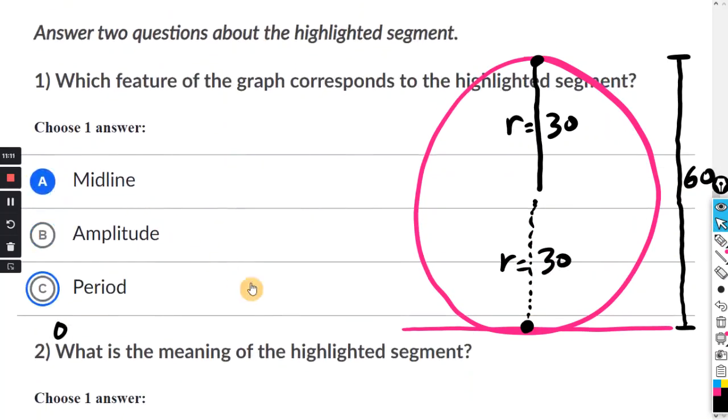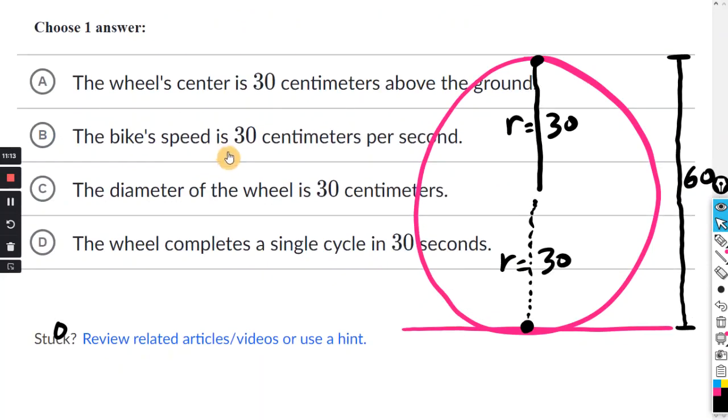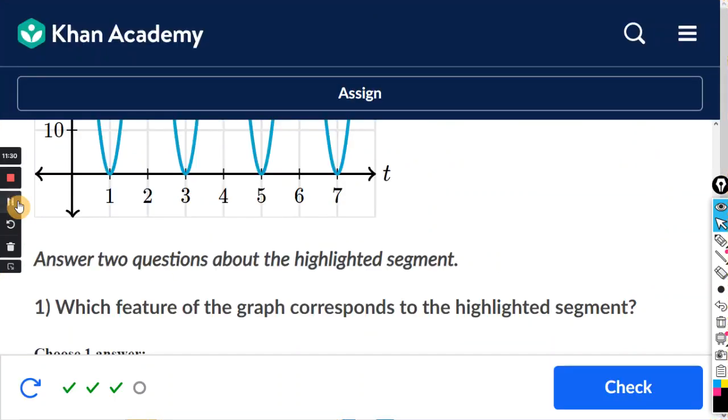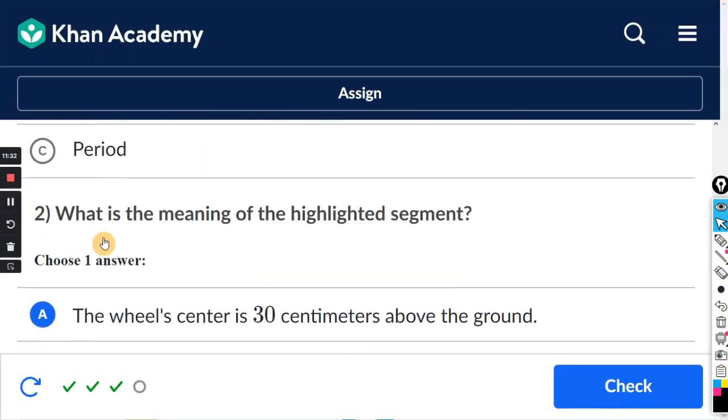All right, so we got a midline, and the wheel center is 30 centimeters above the ground. Yes. Okay, double check. Bike speed, no. Diameter, no. Completes a cycle, no. Okay, so it's clearly answer A. All right, so we have answer A and answer A.